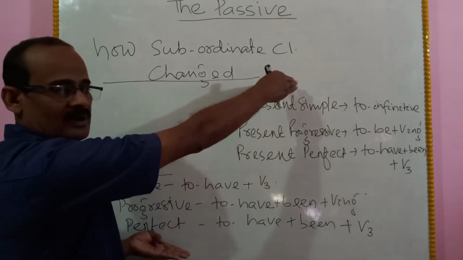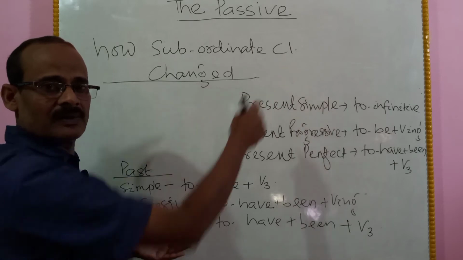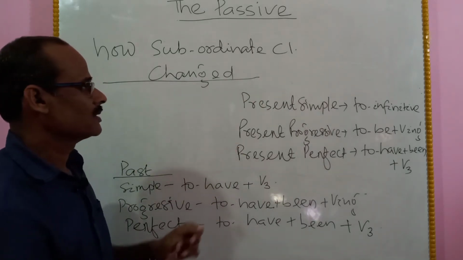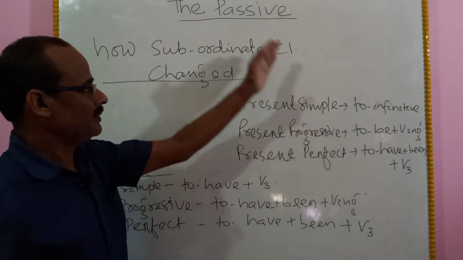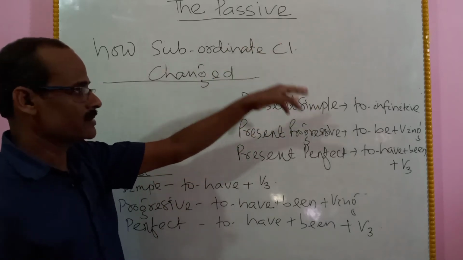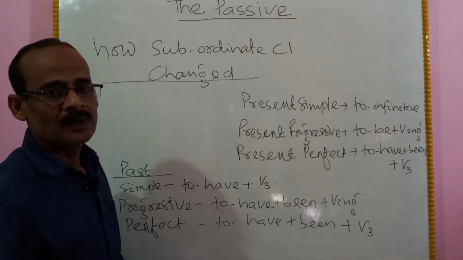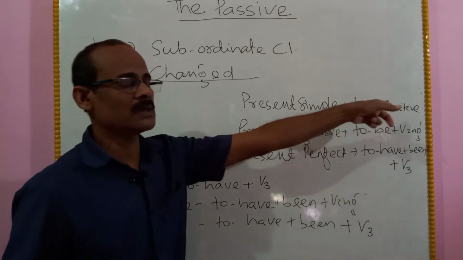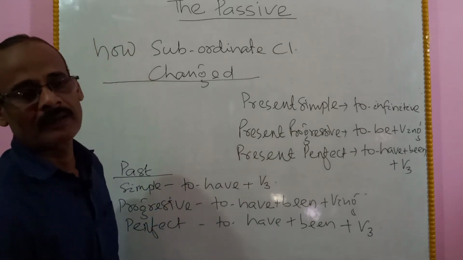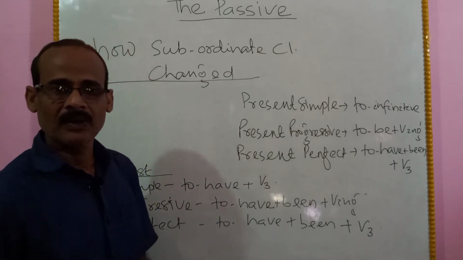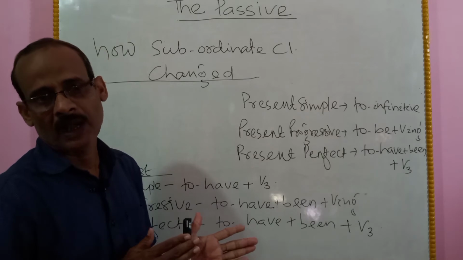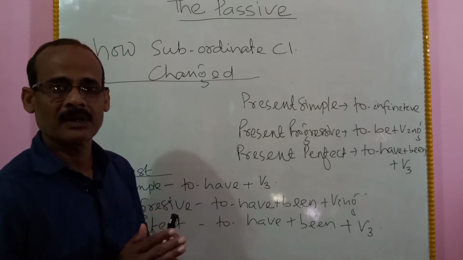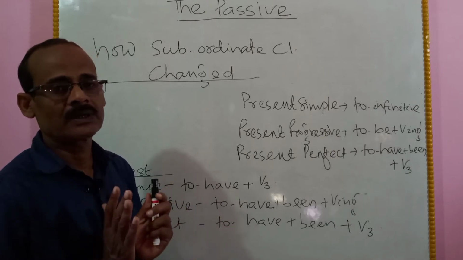We have the rules on the whiteboard. You read, watch the rules. Present simple: if the subordinate clause tense is present simple, the present simple verb changes to to plus infinitive. Play to play, go to go, have to have, has to have, is to be. This is the rule.